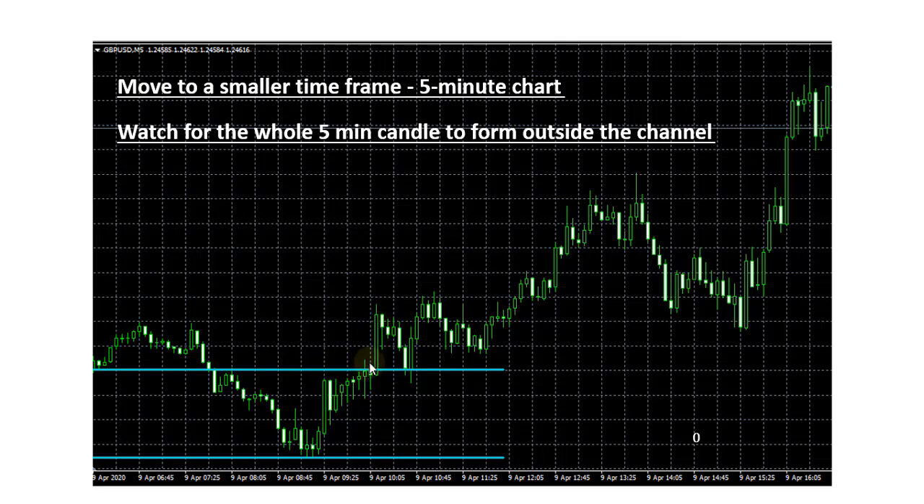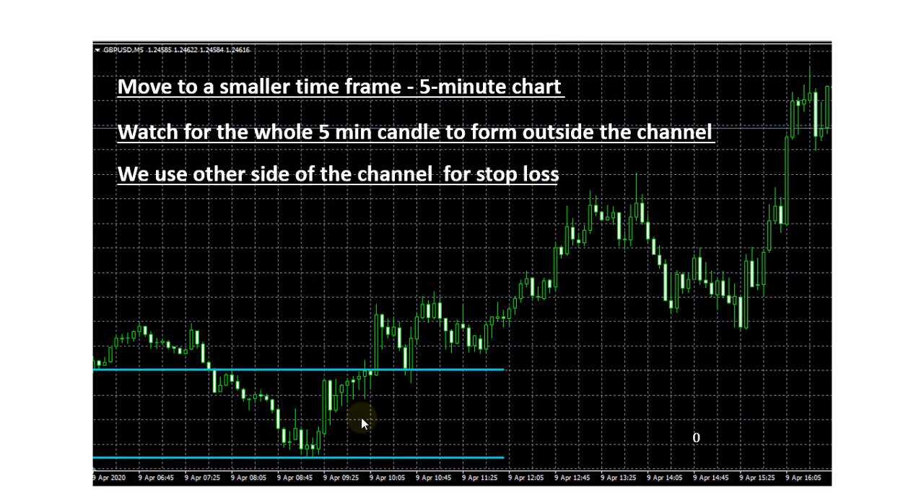So this is an upward breakout. This is a bullish breakout when it breaks above the channel, and a bearish breakout when it breaks below the channel. So this is the break outside of the channel. This is the candle close of this second candle we buy from. When we do that, our stop loss will be the other side of the channel. So if you bought at this level here, your stop loss will be here.